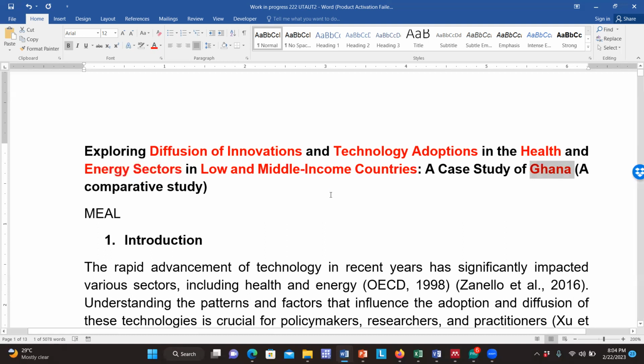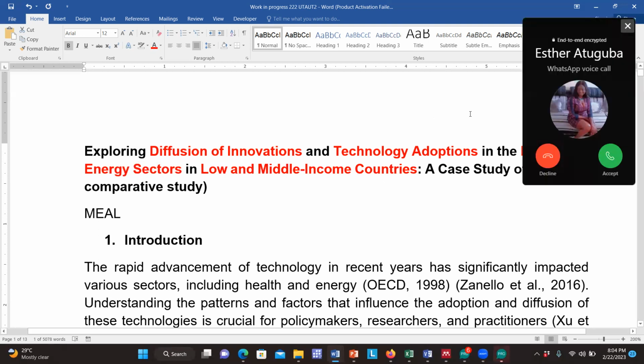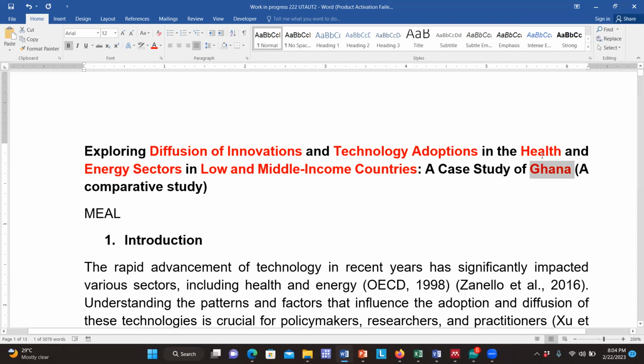So how many main ideas do we have in here? How many? Diffusion of innovation, technology adoption. Yes. Energy sector, low and middle income, health, Ghana. I'm on Zoom. We have 1, 2, 3, 4, 5, how many? 6. I think it's 6.